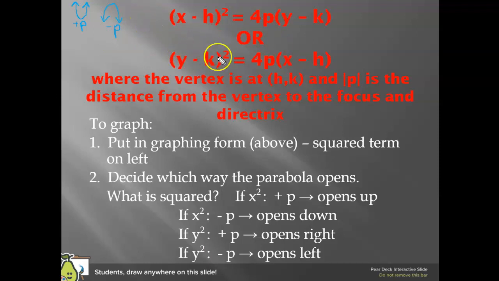So that means if y is squared, then we're going to have a parabola that either opens to the right or we're going to have a parabola that opens to the left. Now, just like with p up here, up was positive and down was negative, to the right is positive and to the left is negative. So p, positive or negative, is still going to tell us which of those two we're dealing with. So when we're graphing, we always want to make sure we figure out which one is our squared term, because it's going to tell us, are we dealing with an up-down parabola or are we dealing with a left-right parabola?